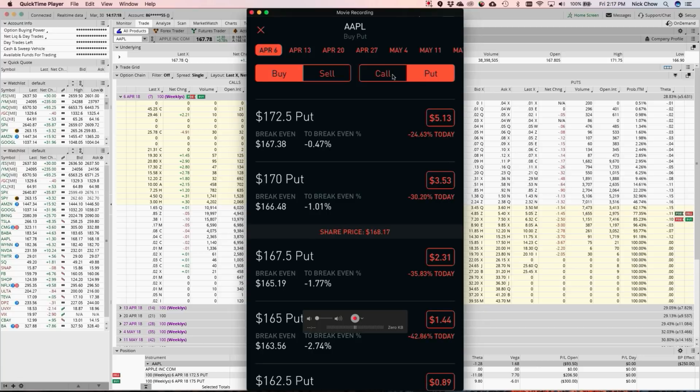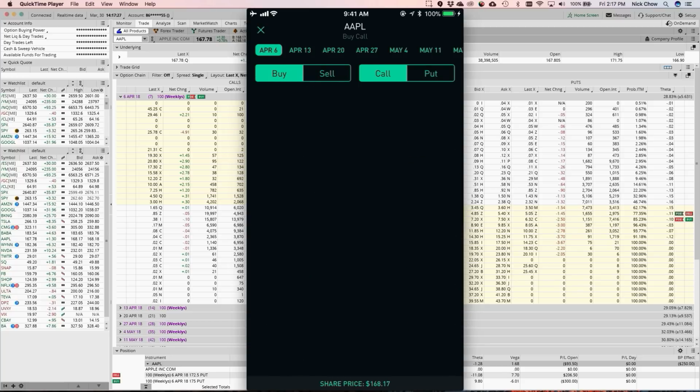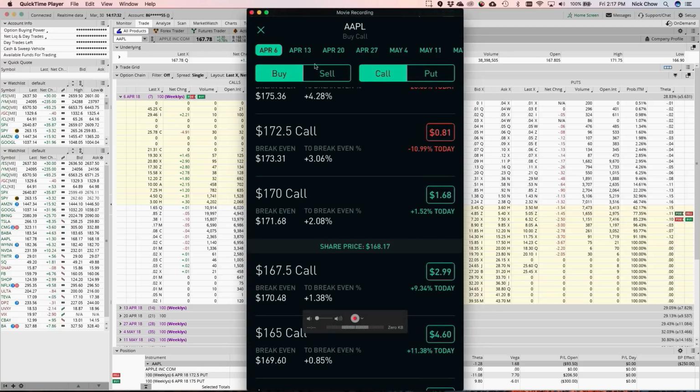I know they were trying to keep screen real estate, but their interface, like I said, is completely different than anybody else's. But we'll just stick with the calls now because it's the easiest thing to kind of wrap your head around. They have here the share price is 168.17. And these are the options for them. So if you're looking at the calls here, you can see that the price for the stock is 168.17.